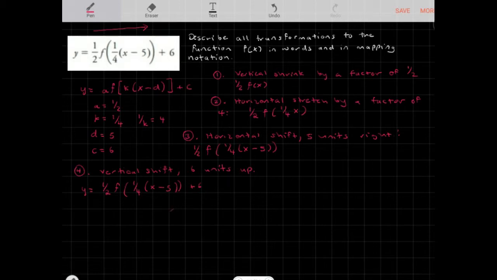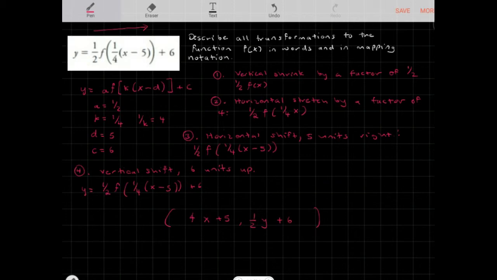Now, using mapping notation, I want to look at all the transformations I did to x and y. So the transformations I did to x, I had a horizontal stretch by a factor of 4, so I multiplied all my x values by 4. I had a horizontal shift 5 units right, so I added 5 to my x values. For my y values, I had a vertical shrink by a factor of 1/2, so 1/2 y, and I have a vertical shift 6 units up, so I added 6 to y.